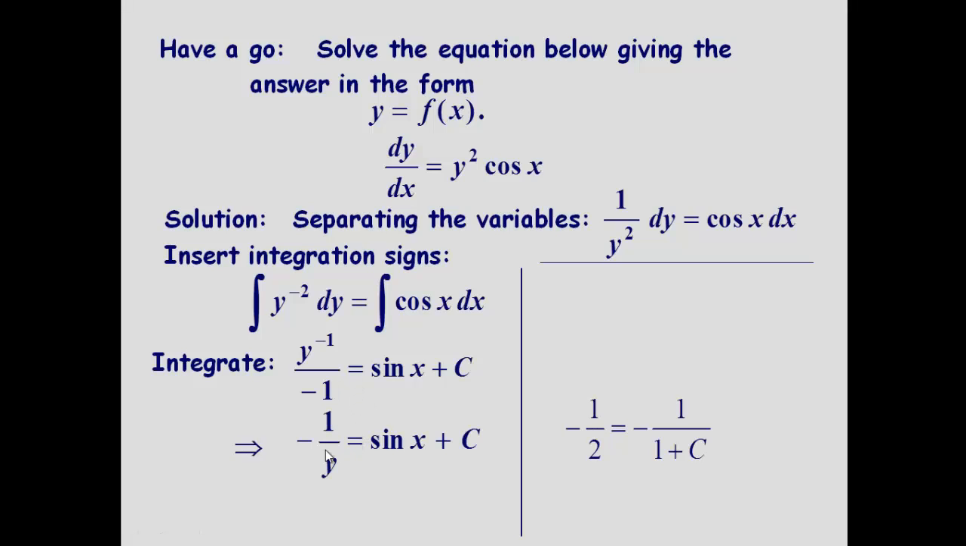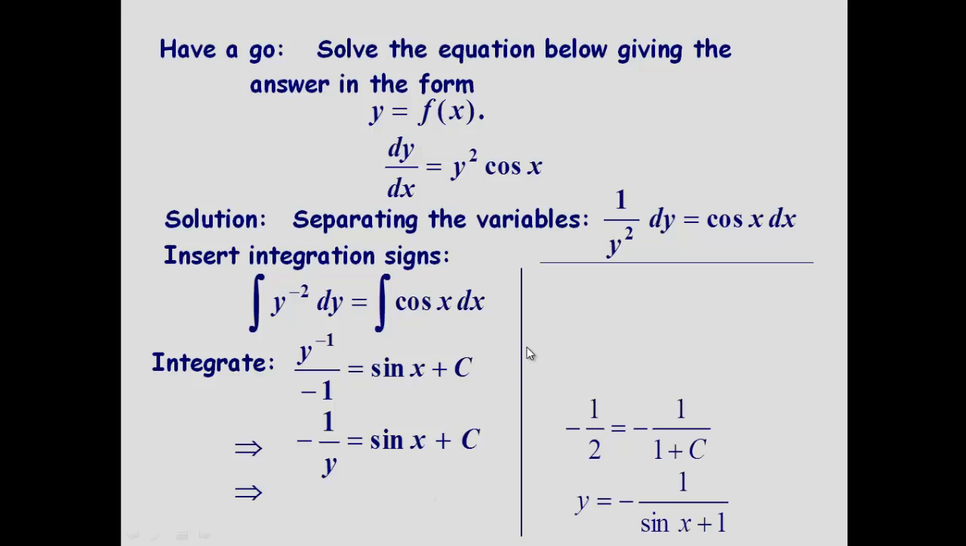Rewrite that, so it's -1 over y. That looks a bit better, doesn't it? Bring the y down and divide it by -1. We just put the minus sign there. And that's it. If we want to, we could rewrite it as y equals, well, we can cross multiply there, can't we? We would get y equals -1 over sine x plus c. And that's our general solution.